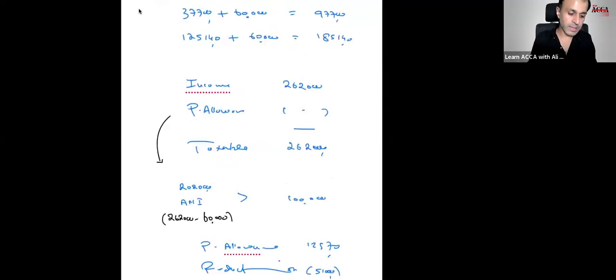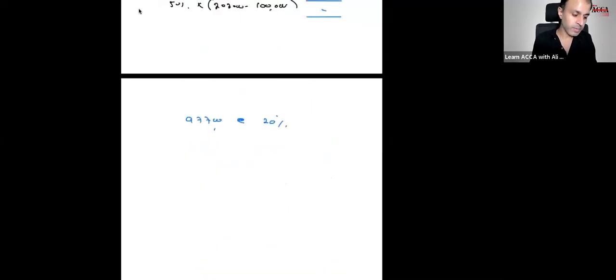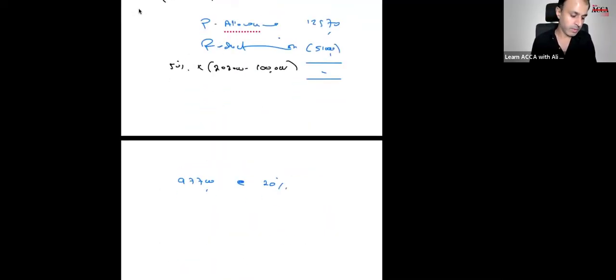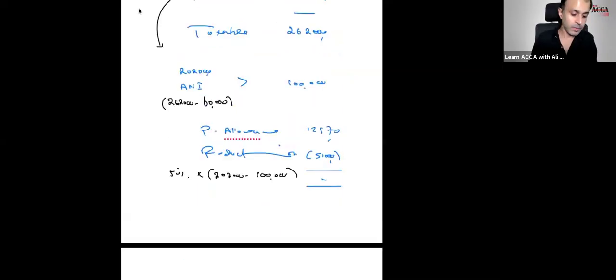I guess the level of income has touched the third band. So in between 185,140 minus 97700, the gap is 87440. That will be taxed at 40%. Excess will be taxed at 45%. What is going to be an excess? So it's 97700 plus 87440 minus 262,000. That's going to be 76860.